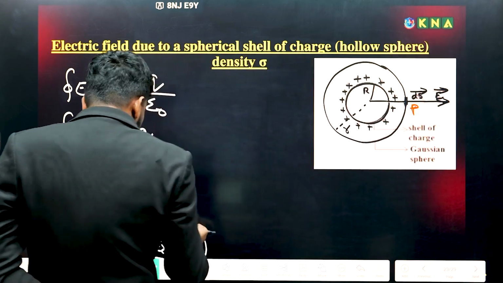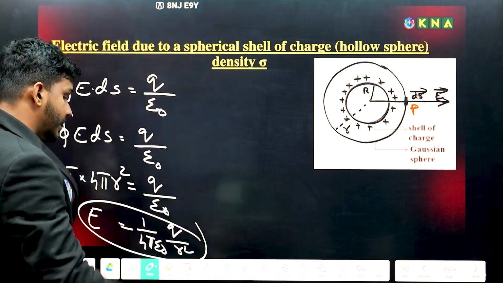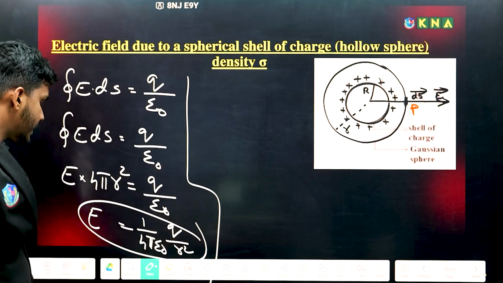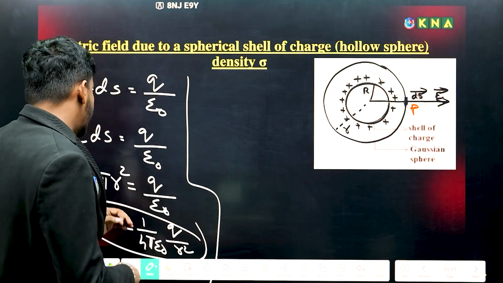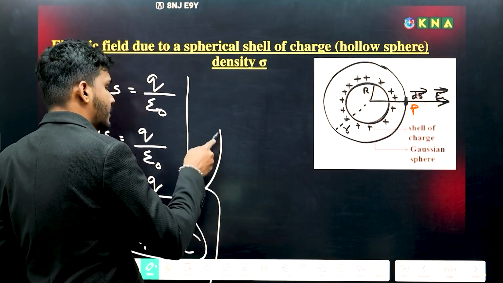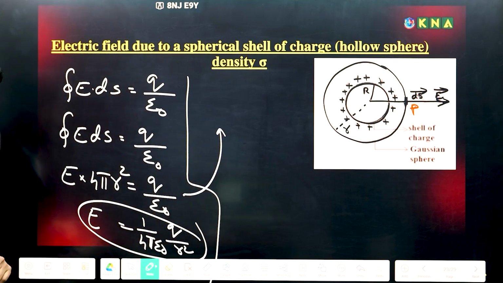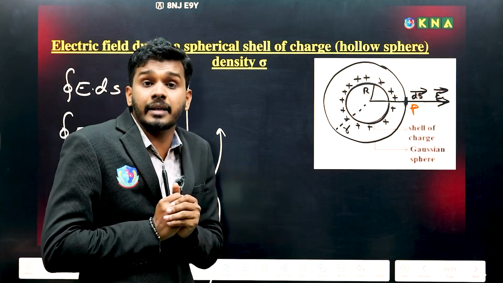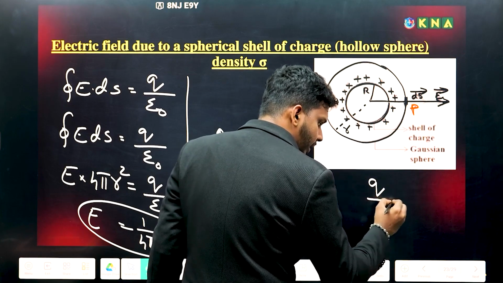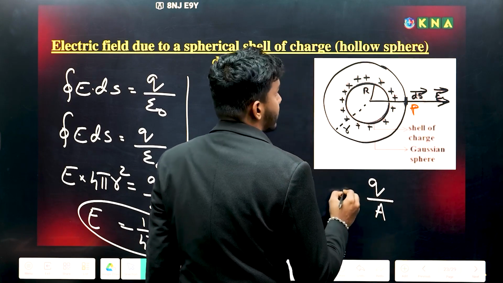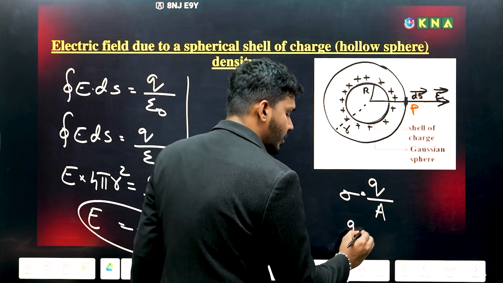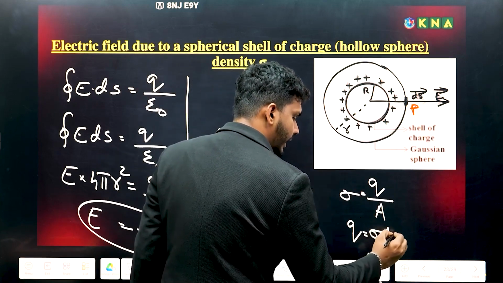If you want to find the answer in terms of surface charge density, substitute Q here. We know that surface charge density is charge per unit area. Q divided by area is the surface charge density sigma. Then Q is equal to sigma A.